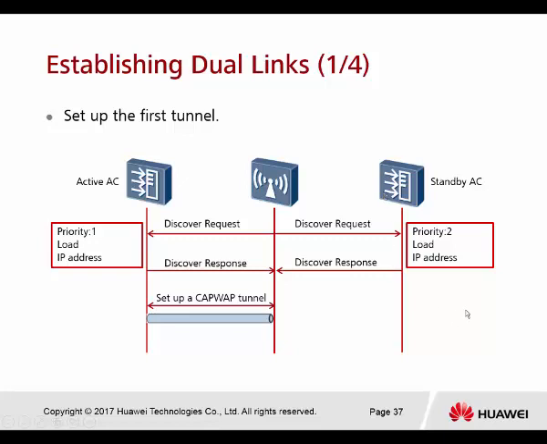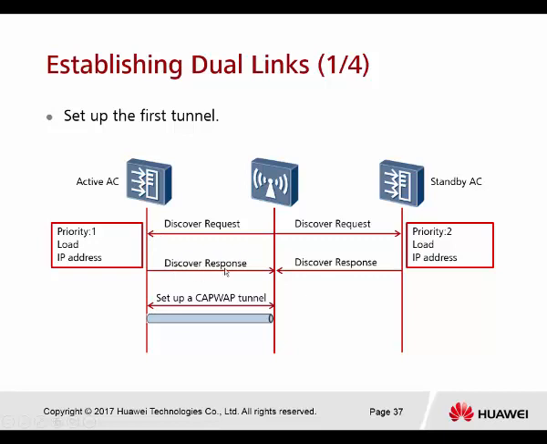So this is the process for the dual link establishing. So starting, how they actually form the connection. So I have two ACs right here, left and right. In the middle here is the AP, access point. So this access point is going to send a broadcast, okay, to try to discover the controller. Then the controller is going to respond.